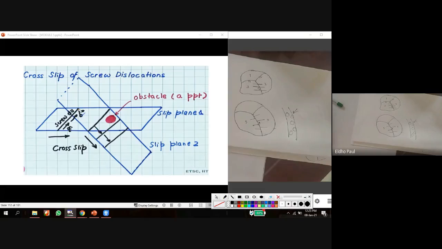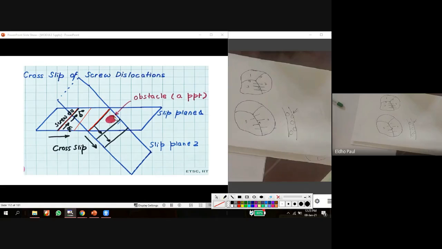So this is my screw dislocation, and it is moving in this direction towards this precipitate or obstacle. When it reaches this point, this obstacle prevents the forward motion of this dislocation. Okay, it cannot move further forward because of the restriction offered by this precipitate.